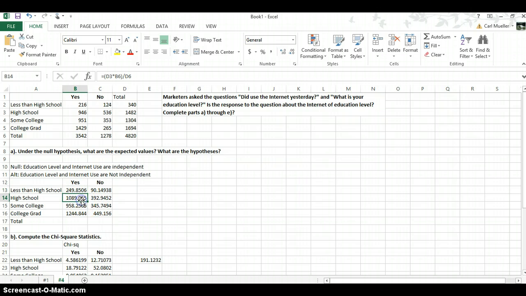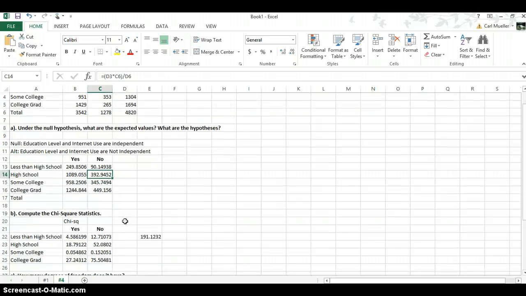And as you can see, just going across, you'll see the pattern, D3. So in terms of high school, it's the total number of high schoolers times the total number of yeses, because we're dealing with yeses here, divided by the grand total, which is D6. You see that all throughout, and the same thing with no. For the number of high schoolers with no, the expected value is the total number of high schoolers right here, D3, times the total number of no's right here, 1278, then divided by the 4820. So that's how we get our expected values by answer by education level.